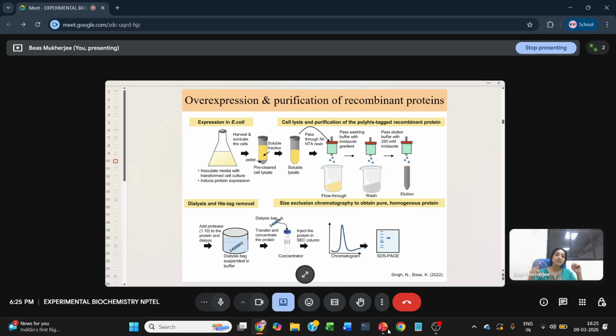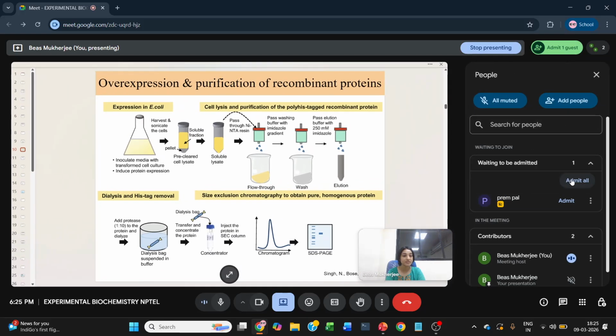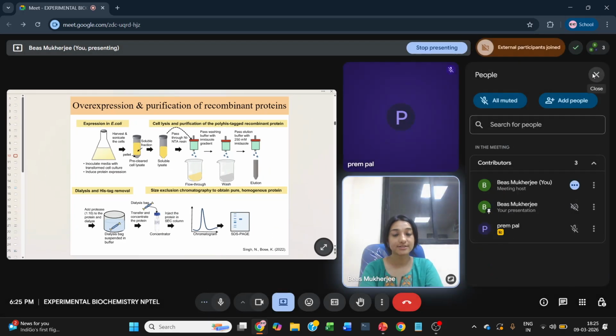Anyway, so then this one grows for a particular amount of time at 37 degrees centigrade until it reaches an OD of 0.6. So what is that? That means the cell count has reached a specific value such that it is ready for induction. Now if I induce, I will get enough proteins. Right? So at a wavelength of 600 nanometers, the absorbance is checked, and that is called OD 0.6.